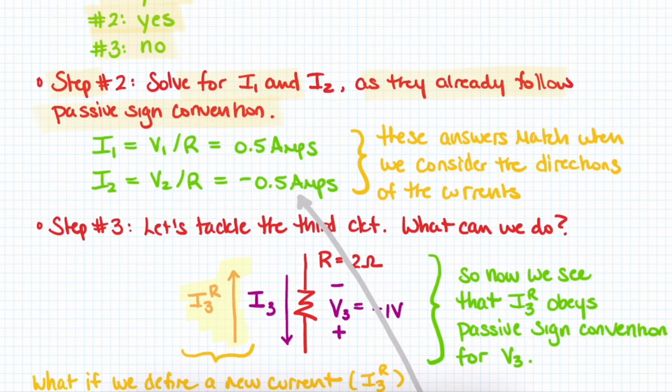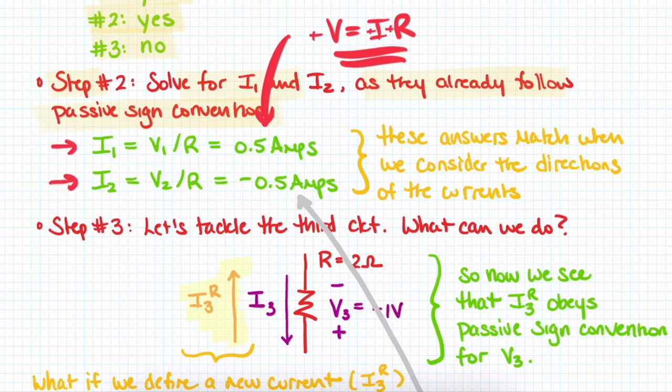All we have to do for these is use a rearranged version of V equals IR with everything being positive. Or we don't know if the numerical value is positive, but the variables don't have a negative coefficient. And so I equals V over R, I equals V over R. We end up with 0.5 amps and negative 0.5 amps.